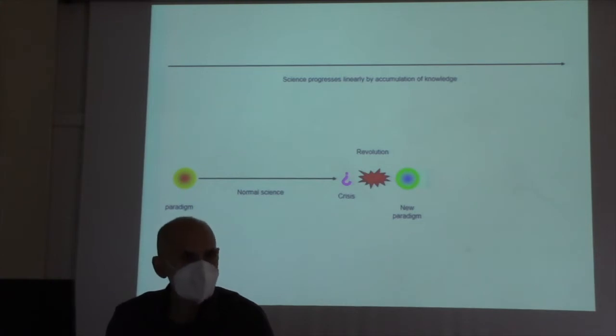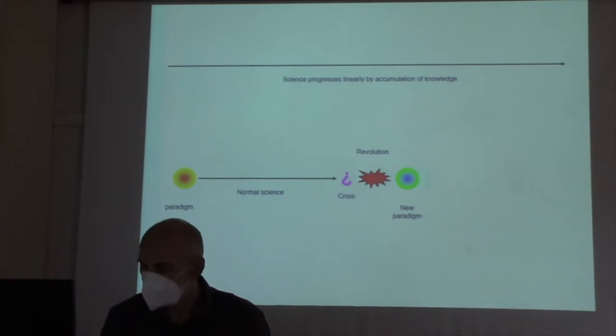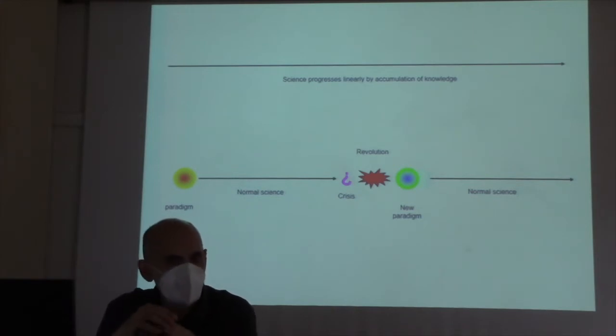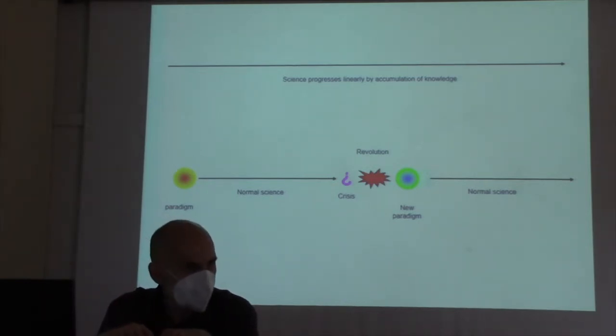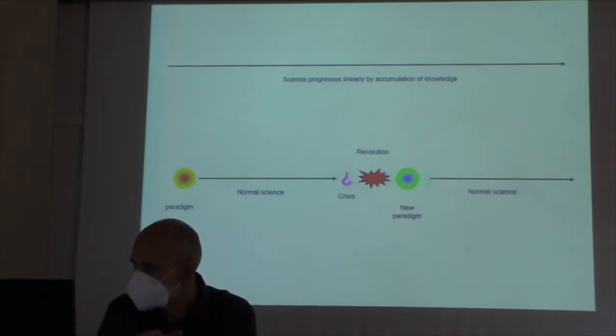So the revolution consists in elaborating and then accepting a new paradigm, under which we can have another period of normal science, and so on. So, in a way, this resembles Popper's thinking, in that Popper thought that theories succeeded one another whenever a single observation was contrary to a theory. Here, Kuhn says that paradigms succeed one another whenever there is a crisis and then a revolution from which a new paradigm is born.